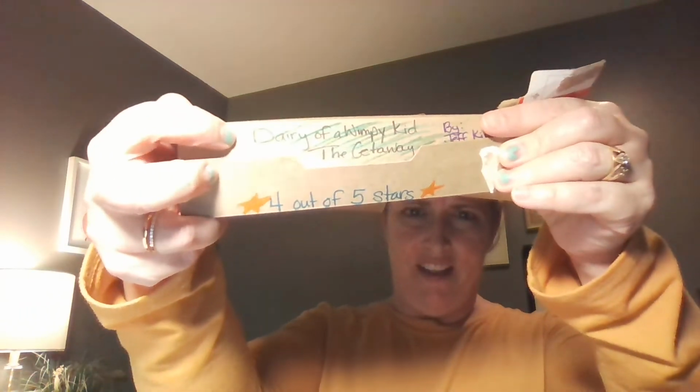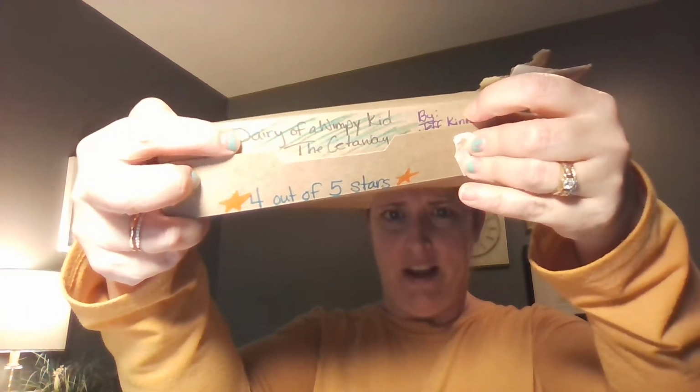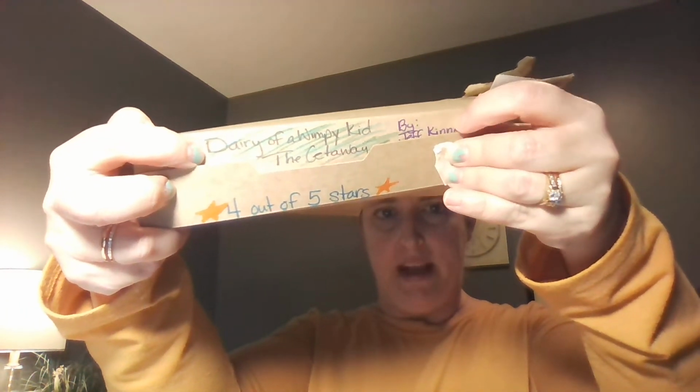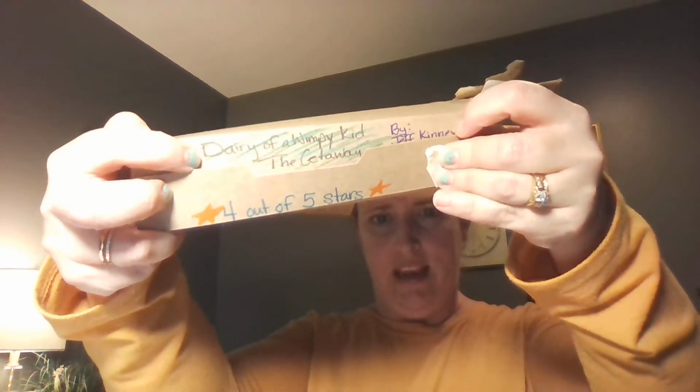And then here at the top, if I kind of fold it in, I am supposed to include the title and author, right over here: Diary of a Wimpy Kid, The Getaway by Jeff Kinney. And I'm supposed to include the number of stars I would give the book if I were a book critic. The maximum number of stars is 5 stars. And I gave The Getaway 4 out of 5 stars. I really enjoyed it. So, 4 stars.